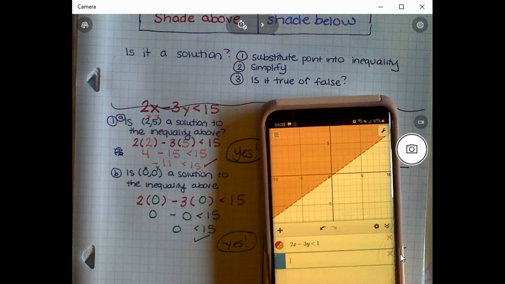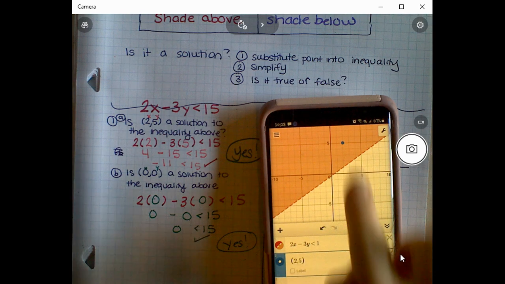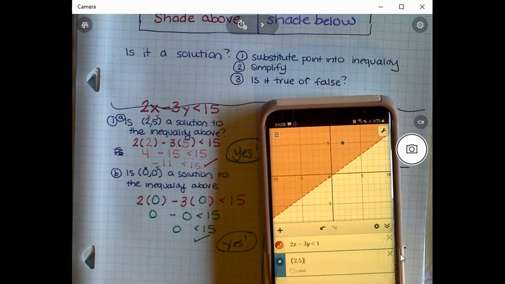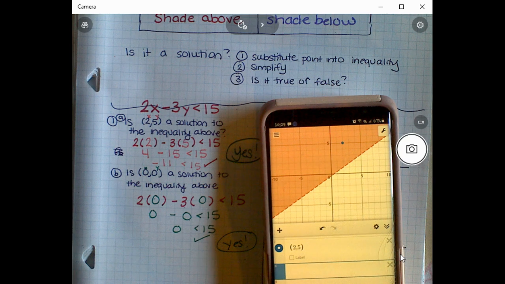And it was asking, is the point (2, 5) a solution? Do you see how it just put that blue point in the shaded area? That means (2, 5) is a solution. All right. If we did (0, 0) as a coordinate, is that a solution? Well, is it in the shaded area? Yes. So yes, it is a solution.